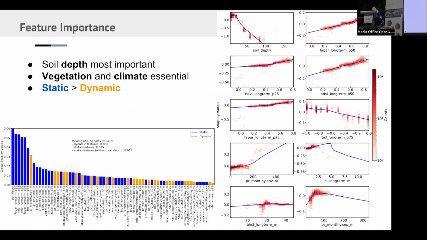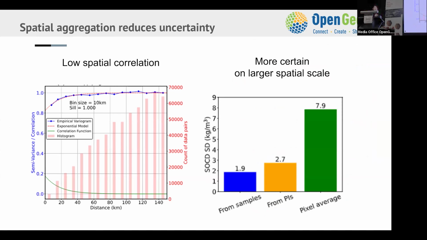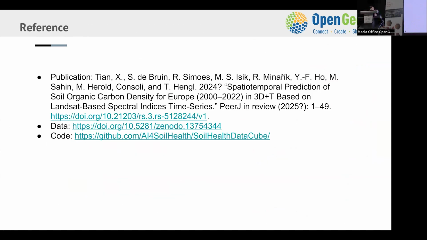We also did some other analysis. For example, it's again a lot of information on the plot, but the core message is that across soil depths and vegetation types, when we spatially aggregate all those pixel predictions to a regional level, the uncertainty actually reduces. That's because of the low spatial correlation. And that's pretty much it.